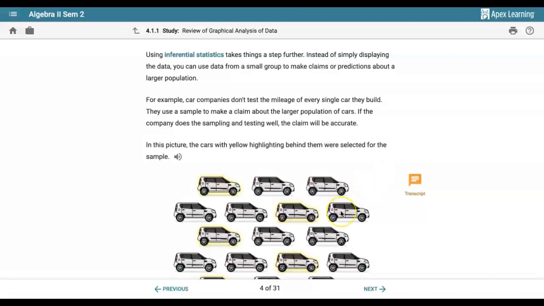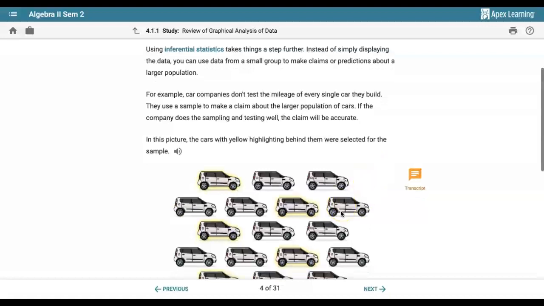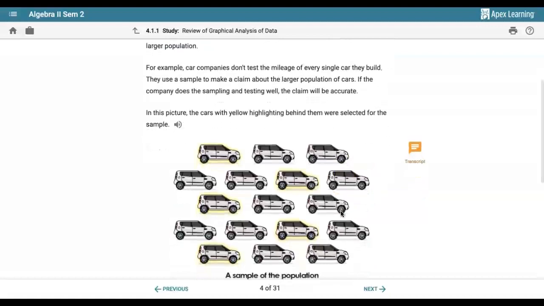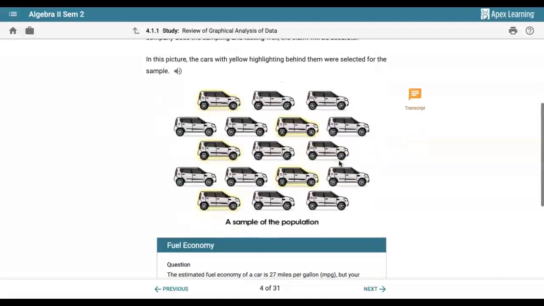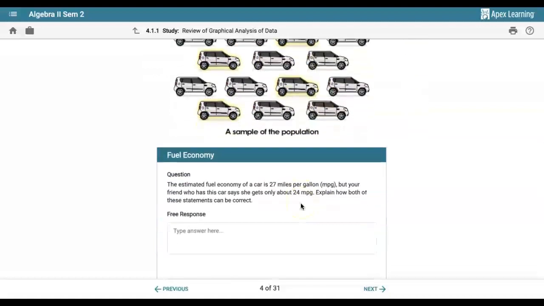Also, car companies don't actually test the mileage of every single car that they build. They make a sample, they get the understanding, and then they're able to make a claim farther outside of that data set. And they can take a smaller sample then and test their theory and make sure that that theory is correct.